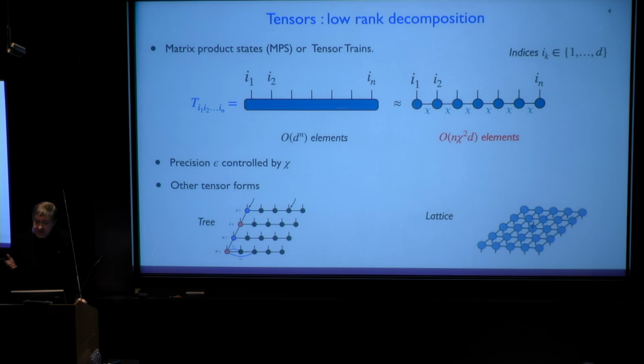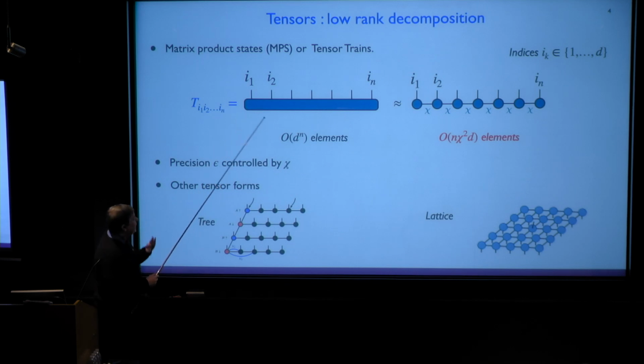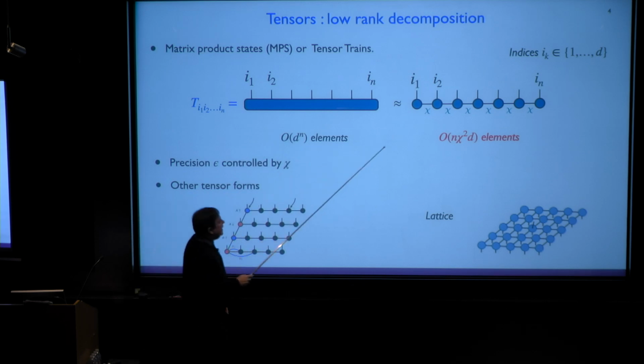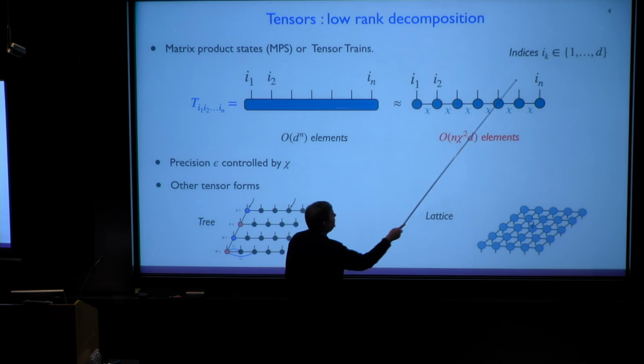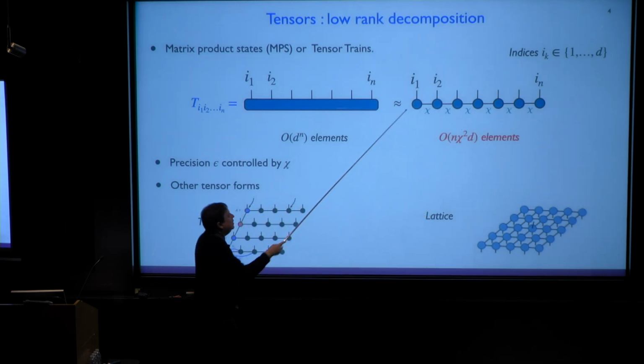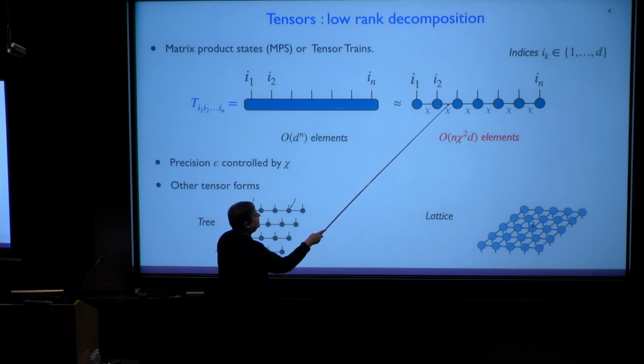It turns out there are many ways to do that, and I'm going to focus on the simplest way, which is called matrix product states or tensor trains. Both words are equivalent, coming from different communities. So the tensor will be written as a product of smaller tensors, which I represent here in this way, each of them carrying one external index. And the tensors are contracted with each other along this line with a bond or internal index of dimension chi.